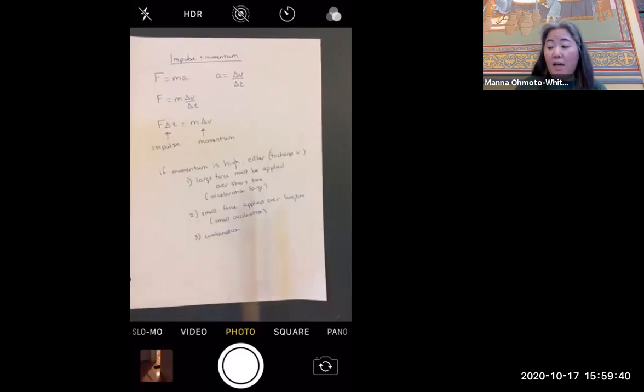If the momentum change is high, then either a large force has to be applied over a short time, or a small force has to be applied over a long time. Think about a car. If I want to change the velocity a lot, I can really gun the engine and apply a lot of force to accelerate from 0 to 60 in 6 seconds, or I can gently press on the accelerator and apply the force over a longer period of time for a gentler acceleration, or any combination thereof.